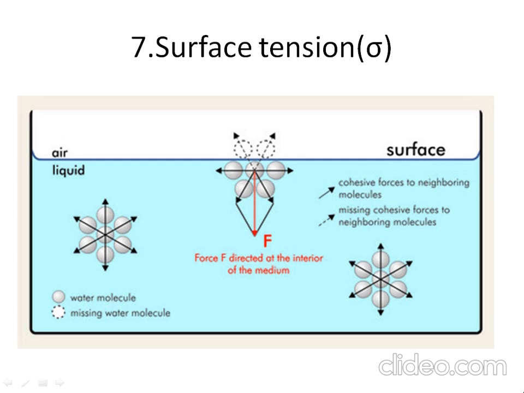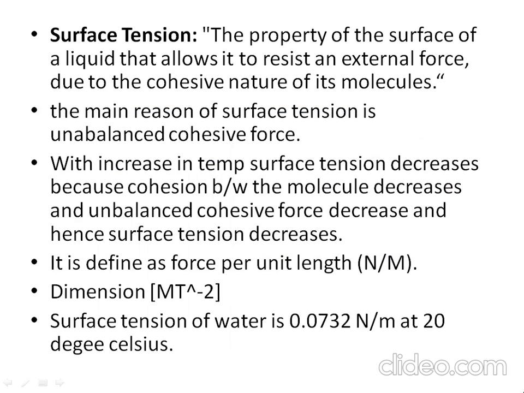The main reason for surface tension is unbalanced cohesive force. With increase in temperature, the surface tension decreases because cohesion between the molecules decreases and unbalanced cohesive force decreases, and hence surface tension decreases. It is defined as the force per unit length and its unit is Newton per meter. Its dimension is M T to the power minus 2. Surface tension of water is 0.0732 Newton per meter at 20 degrees Celsius.